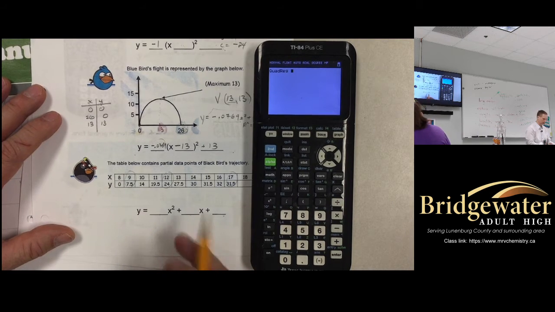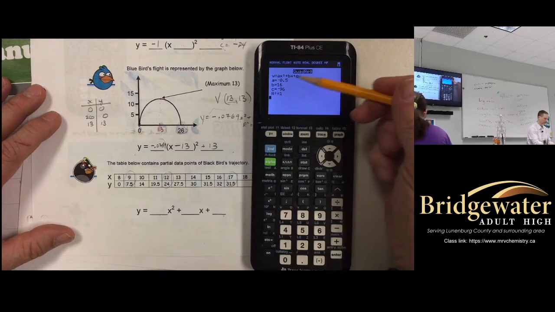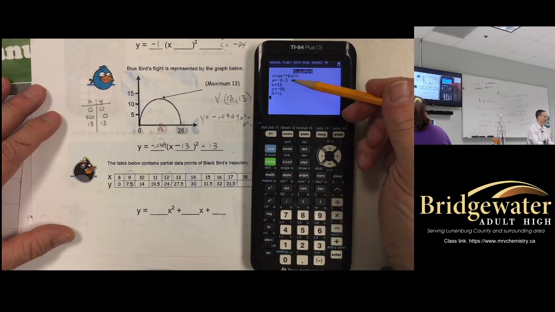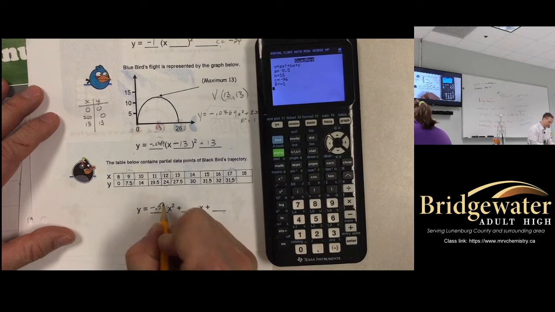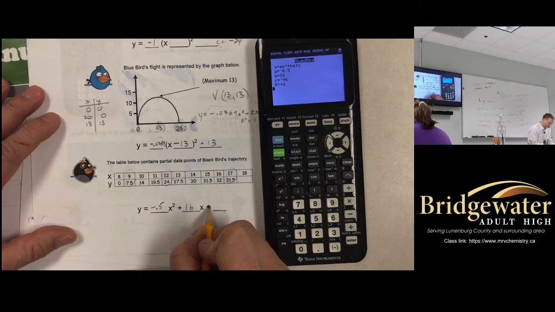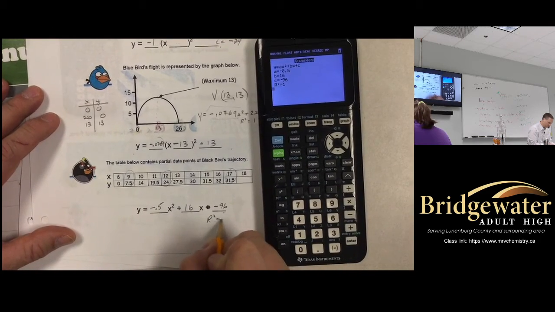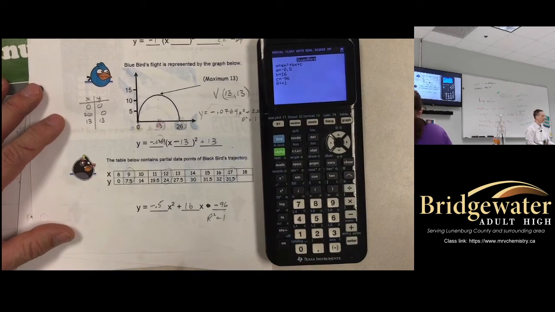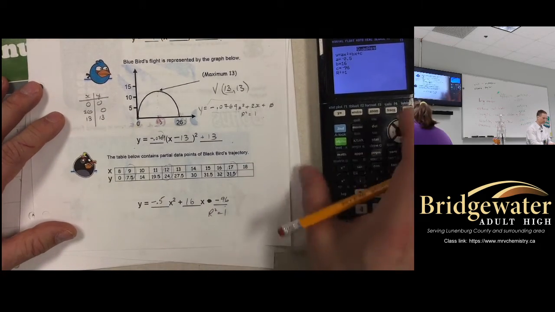And so let's see what they say. R squared is equal to 1. And look, it's a nice, simple one. Okay? So A is equal to negative 0.5 x squared, 16x, and negative, so get rid of the plus, negative 96, and r squared is equal to 1. So this one's a nice, simple quadratic.